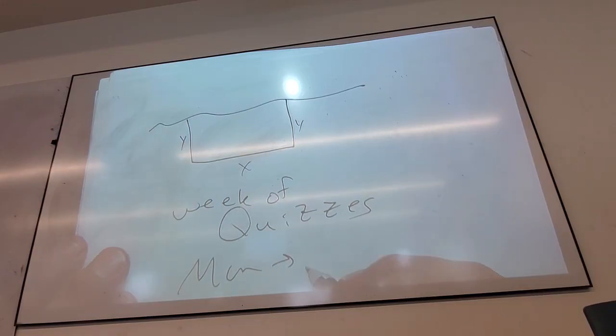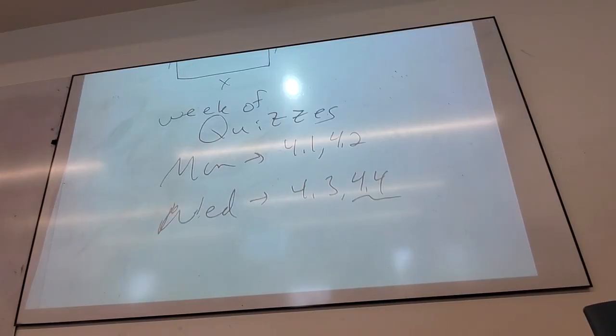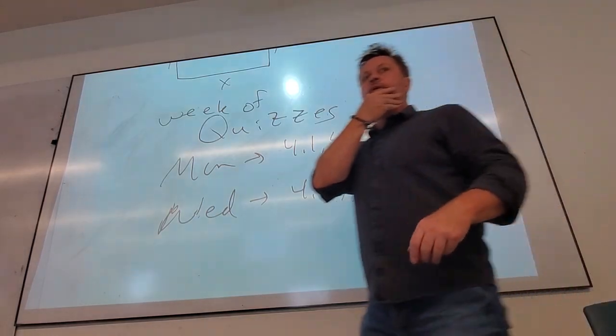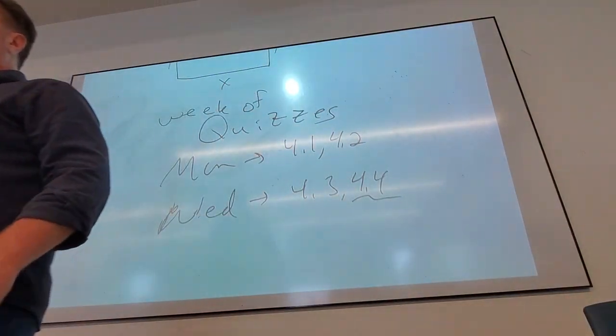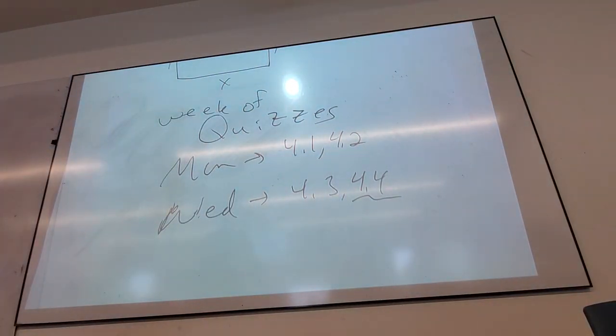4.1 and 4.2. And then Wednesday we'll do a quiz on 4.3 and 4.4. 4.4 is the stuff we did today. Then the following Monday is review for the test, because I need a week more. Everybody got it? So the test is on the 29th.